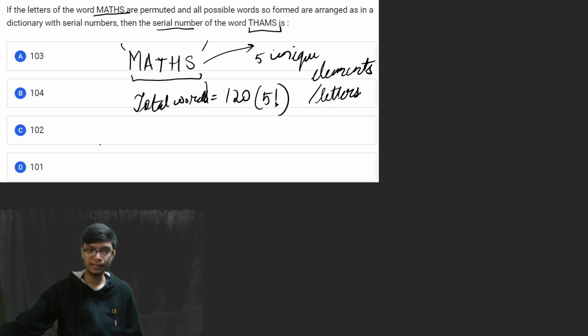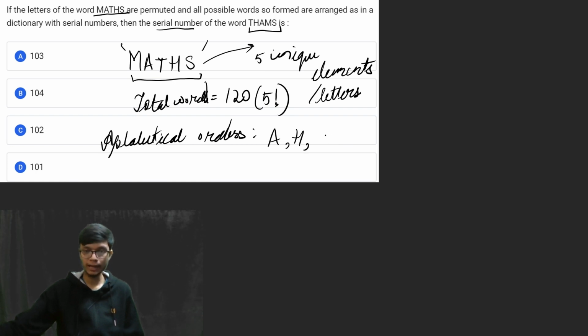Before doing so, let me first get the alphabetical order of the letters which are present. The letters alphabetically arranged are A, then H, then M, then S, then T. These are the alphabetical order in which the words will be arranged and kept in the dictionary with the serial number. Now we have to look for the cases, that is, the ways when we permute each and every word of MATHS.